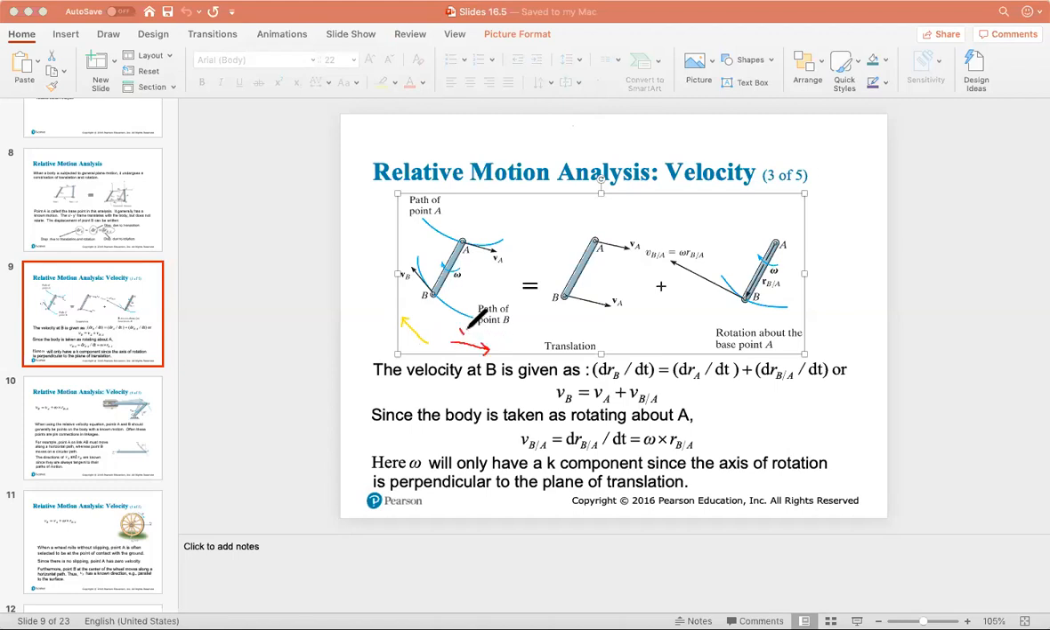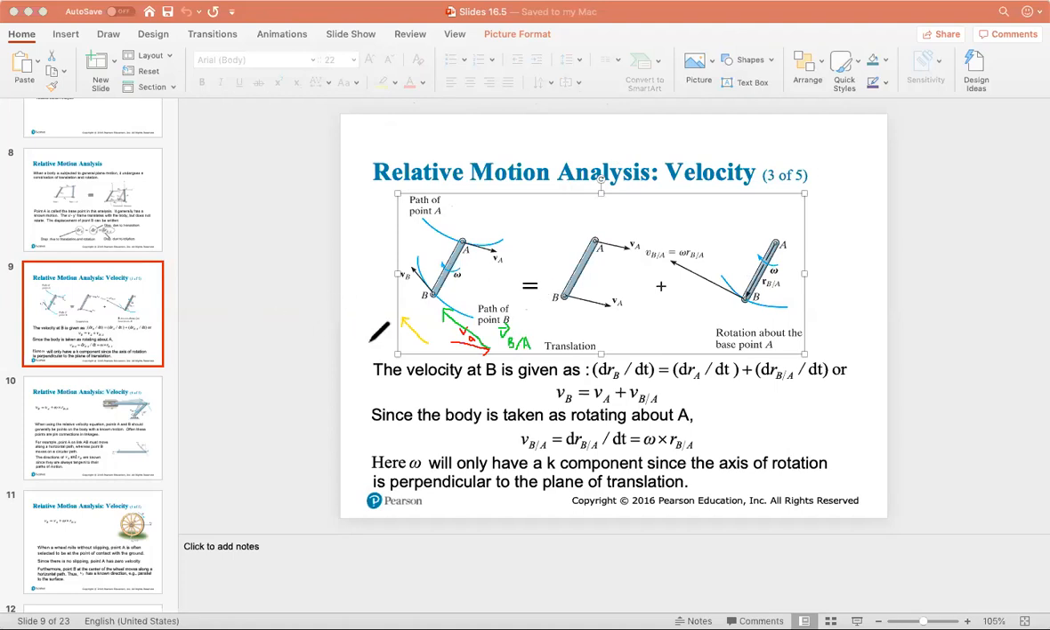So that would be VA plus some other vector. Well, the other vector has to point kind of back and up. So I'm going to change colors again. And then this vector would be sort of like that. And this would be the relative vector in green. It would be V, the velocity of B relative to A.